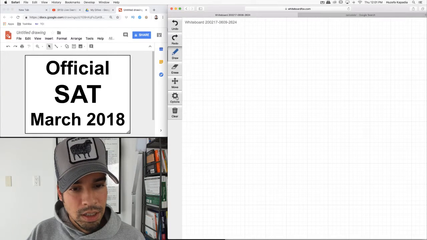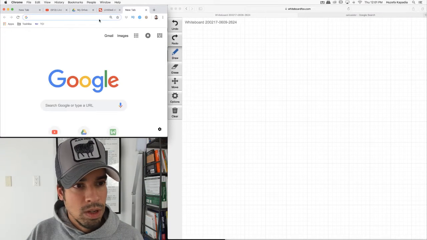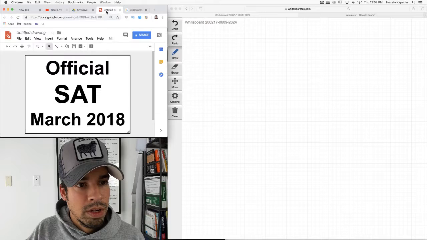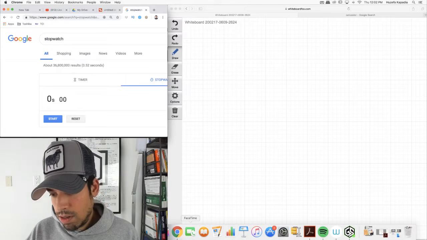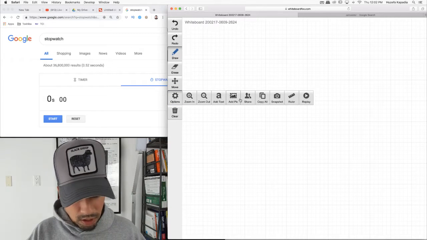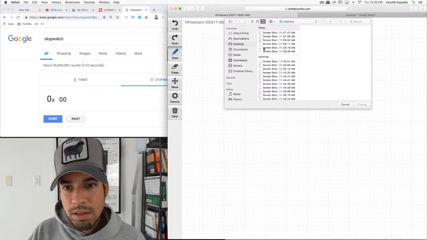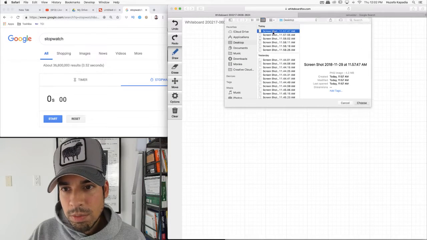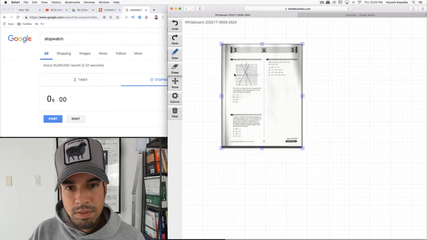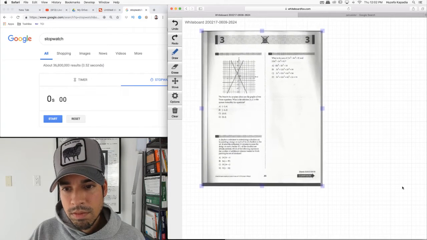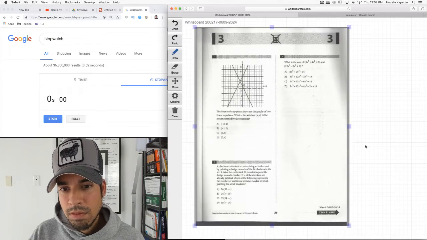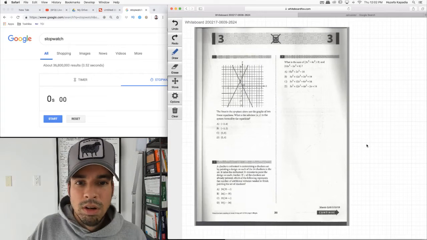The official SAT. Oh, I need a timer as well. So this is a 25-minute test, and here we go. I'm just going to upload the pages one at a time. It takes up a little bit of time, but not much. It's negligible. 6 pages. All right, here we go.